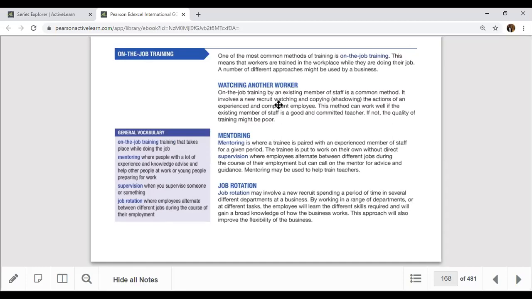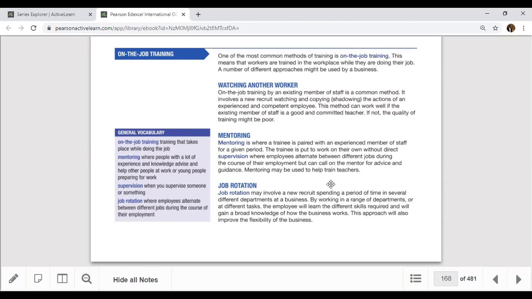The second method of induction training is mentoring. A mentor is a kind of coach or instructor, where the trainee is paired with an experienced member of staff for a given period of time. In a police station, for example, trainees are always coupled with a senior officer. Trainees may then work on their own without direct supervision, alternating between different jobs, but can call on the mentor for advice and guidance.